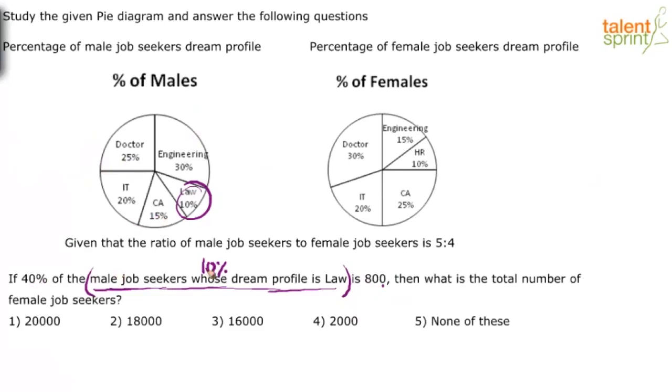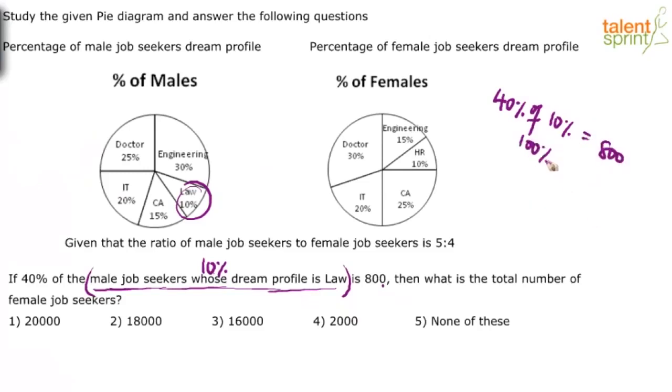See, what is 40% of 10%? 40% of 10% is 4%. 4% is 800. So what will be 100%? 20,000. Yes or no? Again, calculation. You need not put pen on paper for every calculation here. But anyway, 40% of 10% is equal to 800.